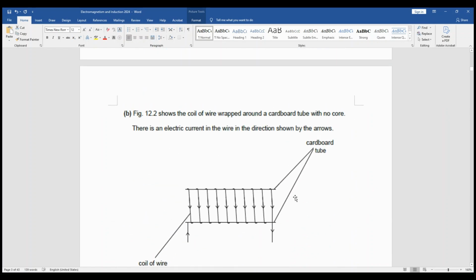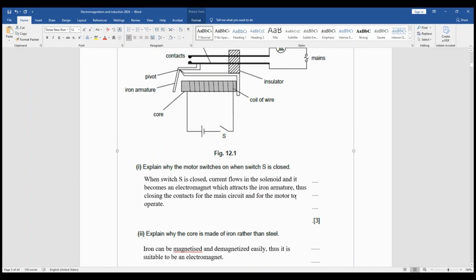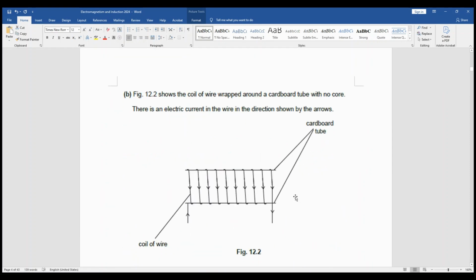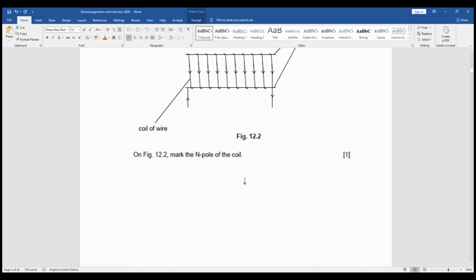Next, is this the same question? No, it's not the same question. Or it could be the same question. Anyway, the coil of wire is wrapped around a cardboard tube with no core. There's an electric current in the wire in the direction shown by the arrows. That's the cardboard tube, so it's just made of paper. Coil of wires. Mark the end pole.